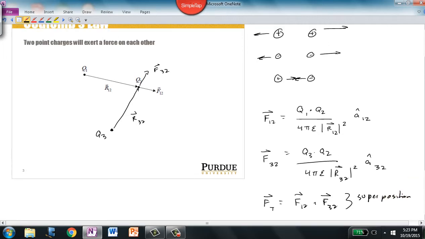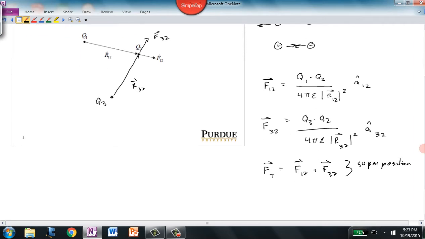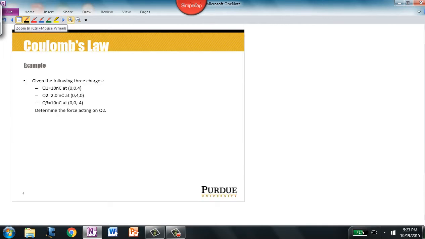So Coulomb's law can be used for just 2 charges. It can be used for 3 charges. In fact, it can be used for an infinite number of charges. And you just have to add the quantities vectorially, which we described in the last video series. So let's do an example to just kind of get the feeling of using Coulomb's law.